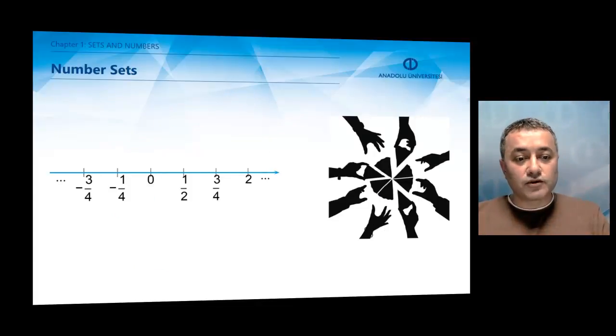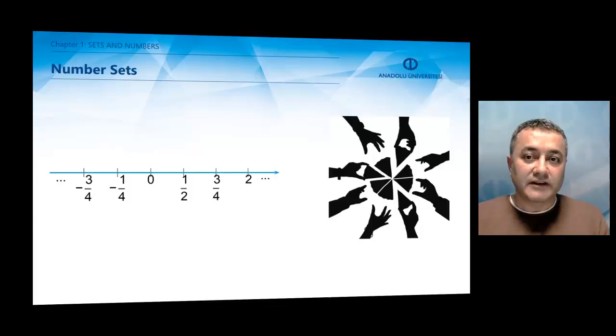We can also place all rational numbers along the real line by properly scaling the real line. So if you want to put half on the real line, we just divide the unit length 0 to 1 by half and put 1 over 2 on the line.